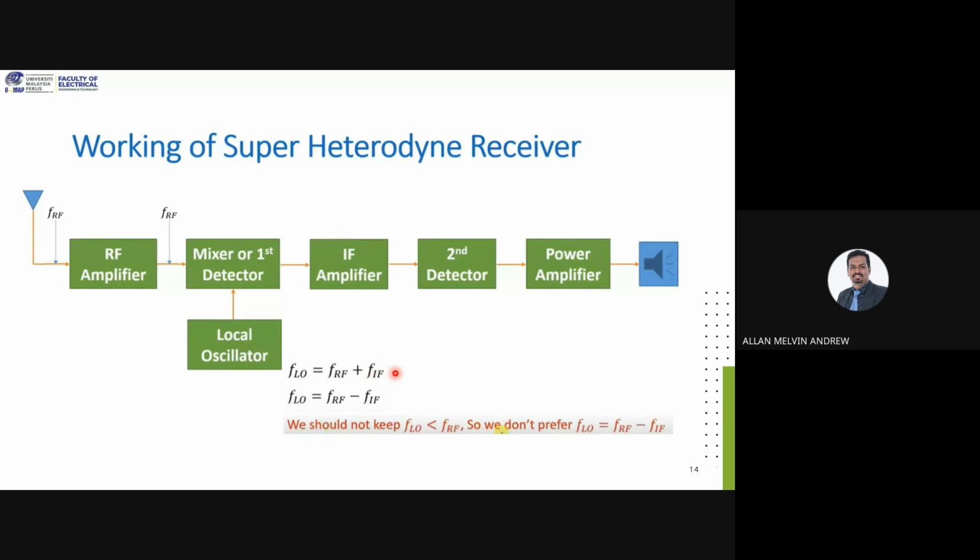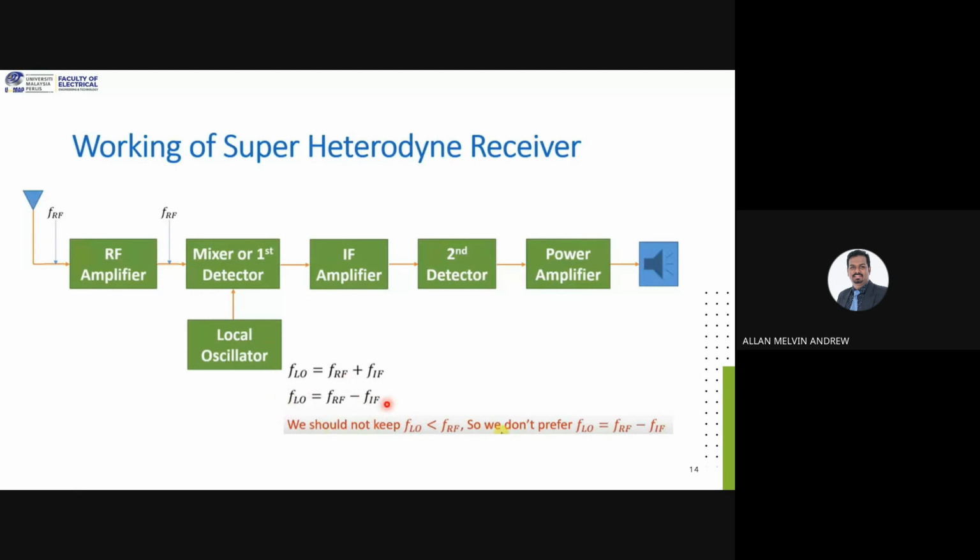The IF is supposed to be coming from the IF amplifier, but here if you want to generate FLO, you will be having two outputs. One must be plus and one more must be minus. Usually we should not keep FLO less than FRF. Let's say this is only 1 kilohertz, but here is 10 kilohertz. We shouldn't accept that because FLO is 1, this is 10, so it is lower than FRF. So we don't prefer FLO equals FRF minus FIF. Usually we won't take this.